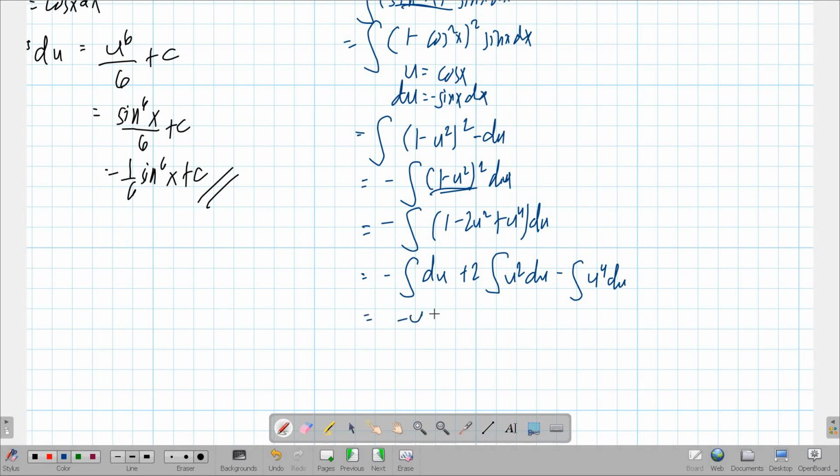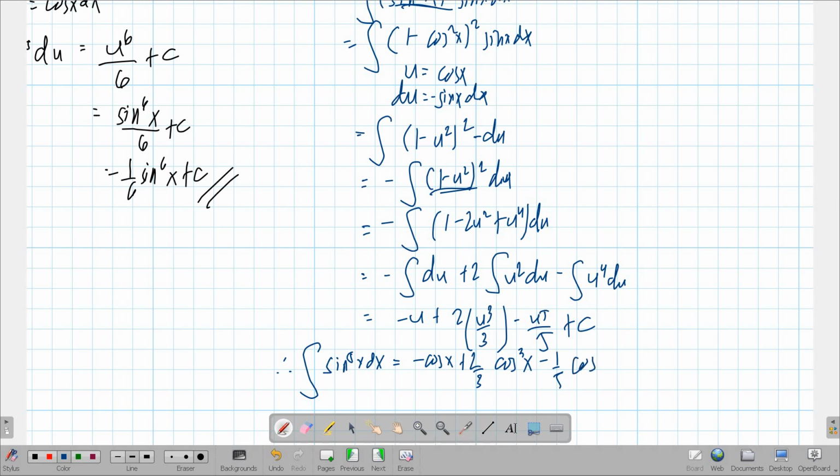So this becomes negative u plus 2u cubed over 3 minus u to the 5th over 5 plus c. Since u is equal to cosine x, the integral of sine to the 5th x dx is equal to negative cosine x plus 2/3 cosine cubed x minus 1/5 cosine to the 5th x plus c.